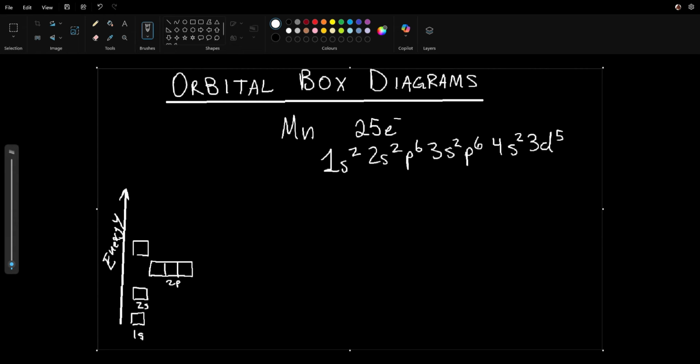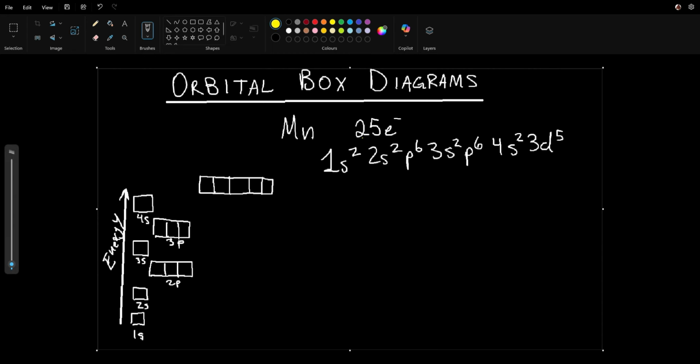So see, I'm keeping all the columns the same, but I'm making sure that they all increase in energy proportionally. So now we have 3p, just following the trend we have listed here. And next we have 4s. And then we have 3d, which is going to be way off to the side here. And it's going to have 5 boxes because it holds 10 electrons max. 1, 2, 3. Perfect. So these are our orbital boxes for manganese.